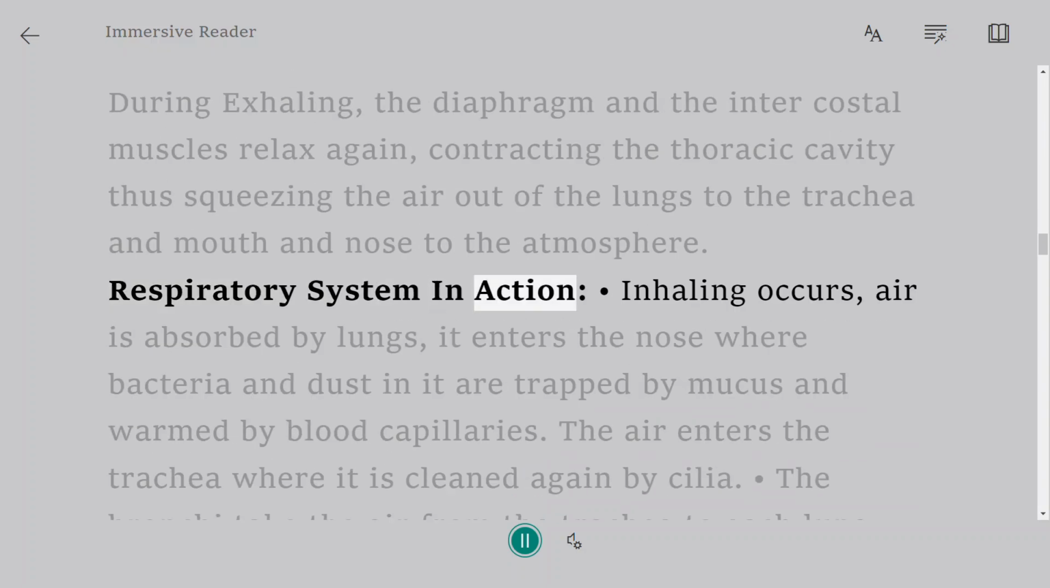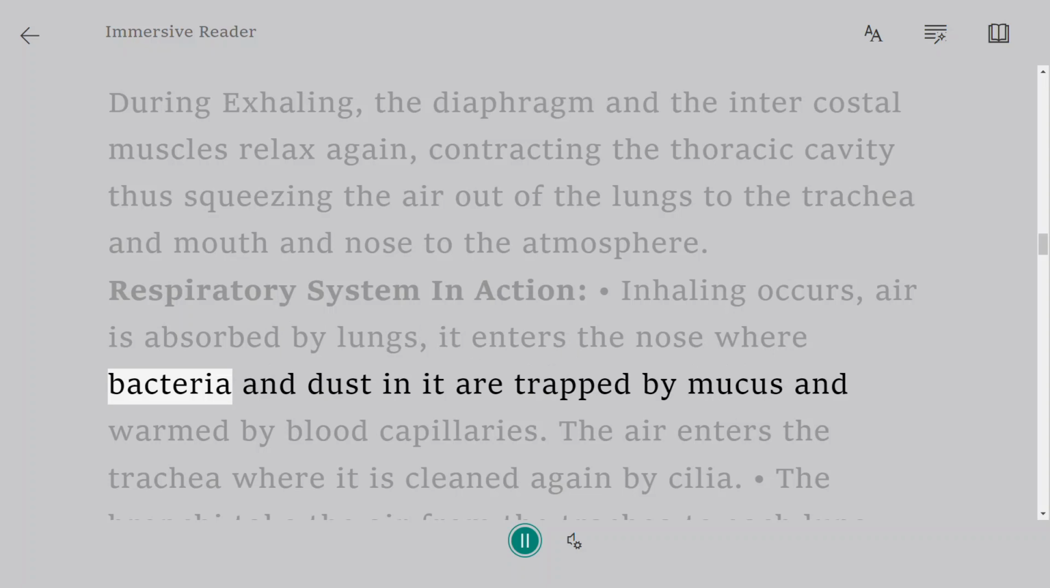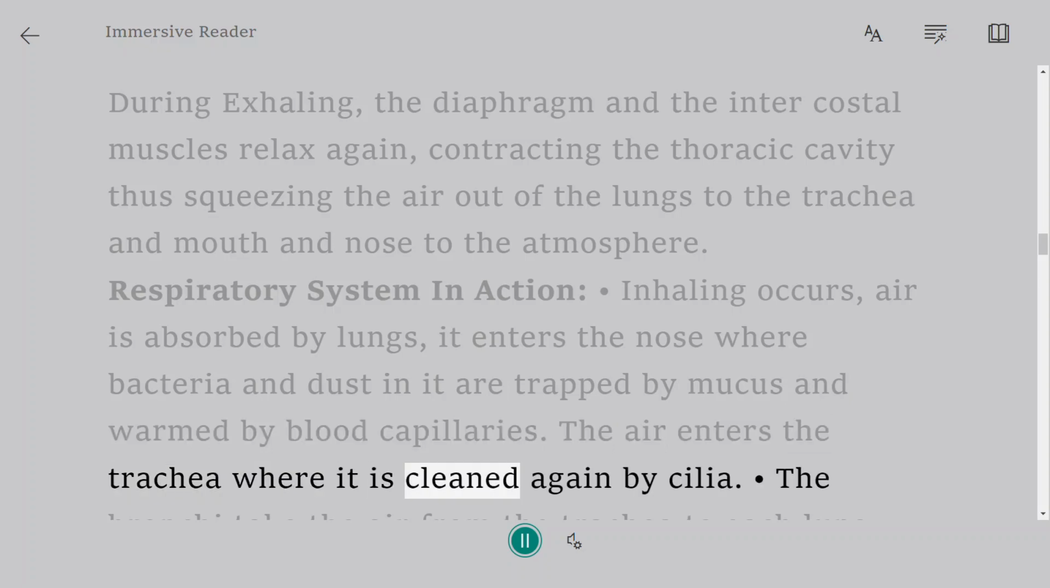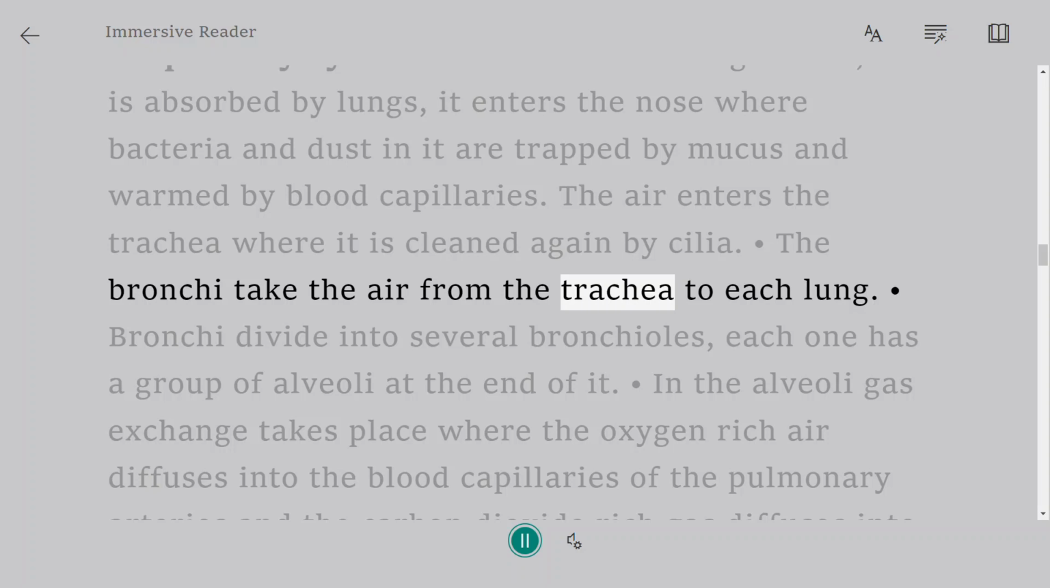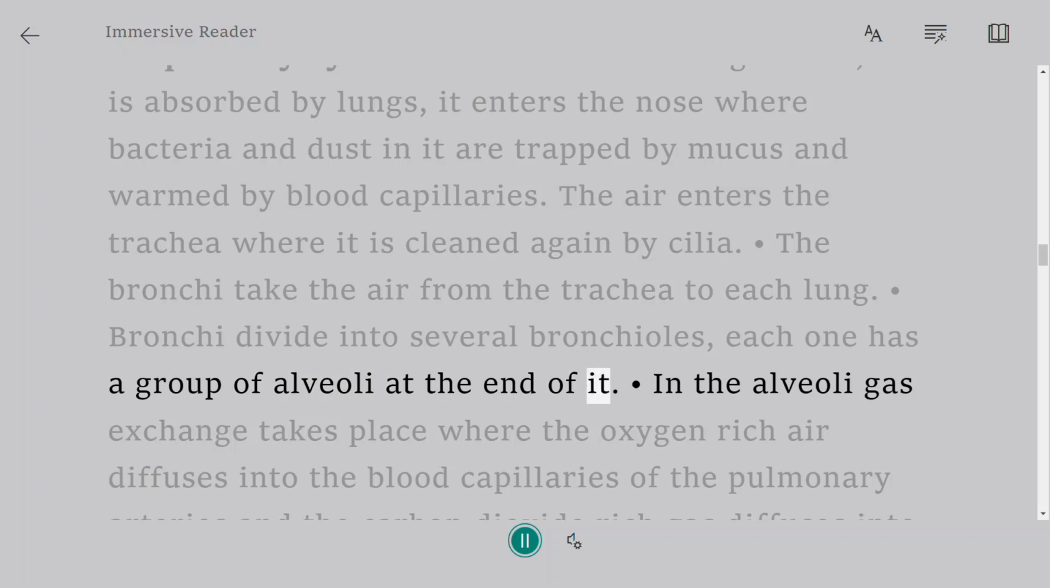Respiratory system in action. Inhaling occurs, air is absorbed by the lungs. It enters the nose where bacteria and dust in it are trapped by mucus and warmed by blood capillaries. The air enters the trachea where it is cleaned again by cilia. The bronchi take the air from the trachea to each lung. Bronchi divide into several bronchioles, each one has a group of alveoli at the end of it.